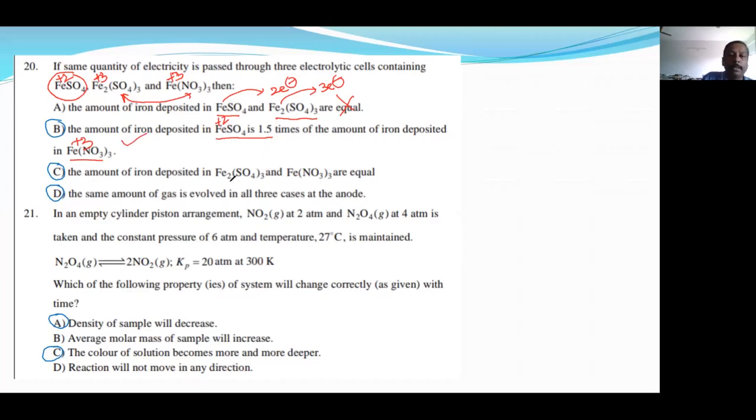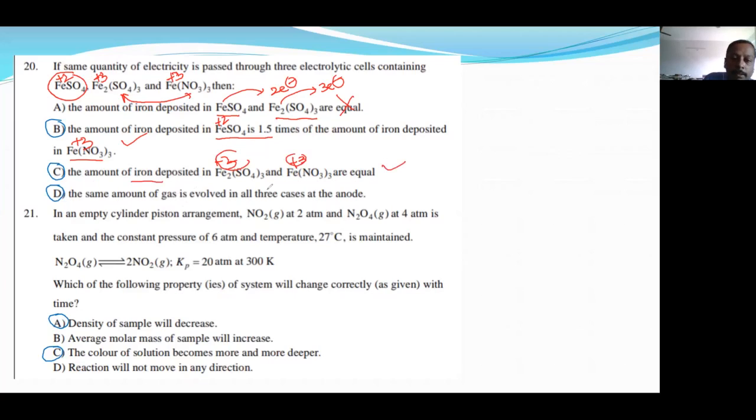Then amount of iron deposited. Here it will be +2. Here it is plus, FeNO3, sorry, here it is +3. Here also it is +3. So the oxidation number is the same, so the iron deposited will be the same. Therefore, it is also correct.